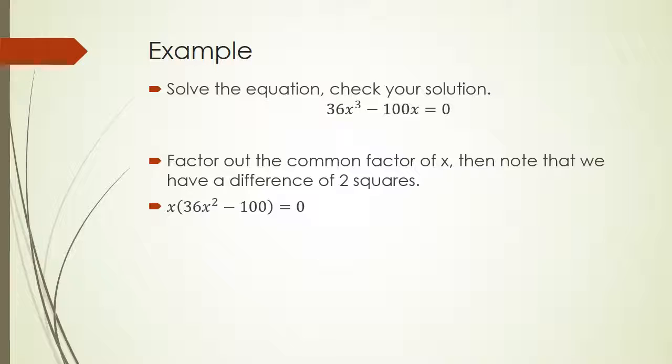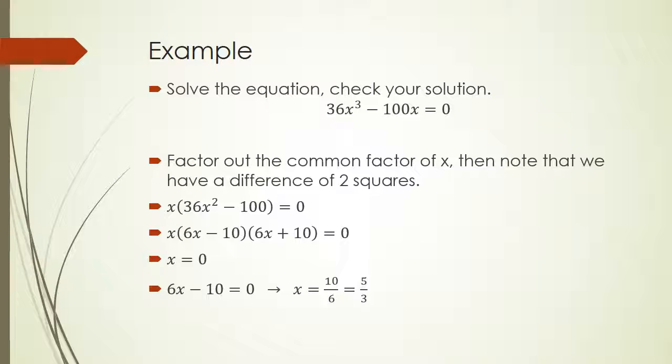36 is a perfect square, as is 100. So we can factor that into x times 6x minus 10 times 6x plus 10 equals 0. And we are going to have 3 solutions. First of all, we have the x by itself. That equals 0. The 6x minus 10 equals 0, and solving for x, we get 5/3.